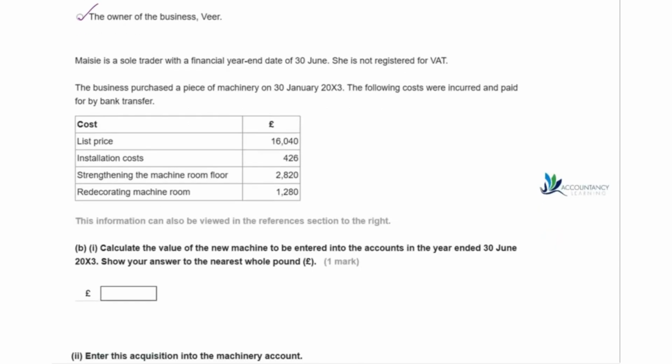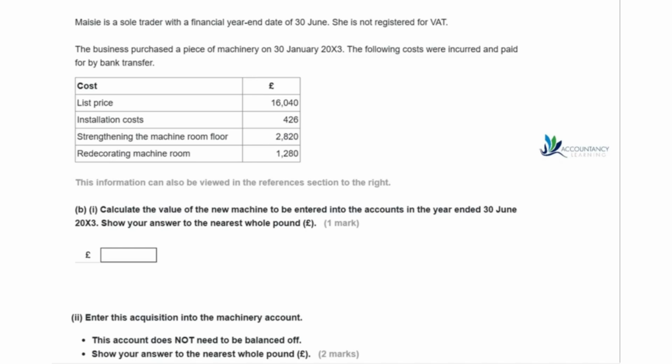Maisie is a sole trader with a financial year-end date of the 30th of June. She's not registered for VAT. She purchased a piece of machinery on the 30th of January X3, and then we're given the costs which were paid for by bank transfer. Part B asks us to calculate the value of the new machine to be entered into the accounts and show your answer to the nearest whole pound.